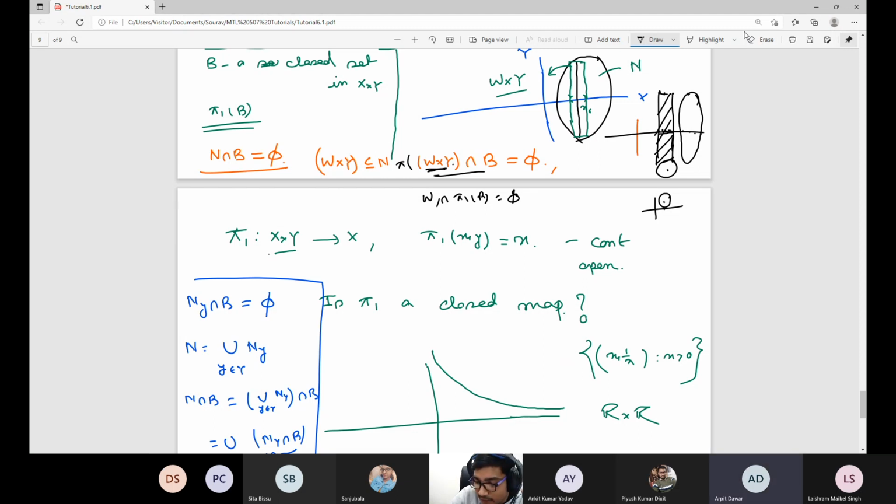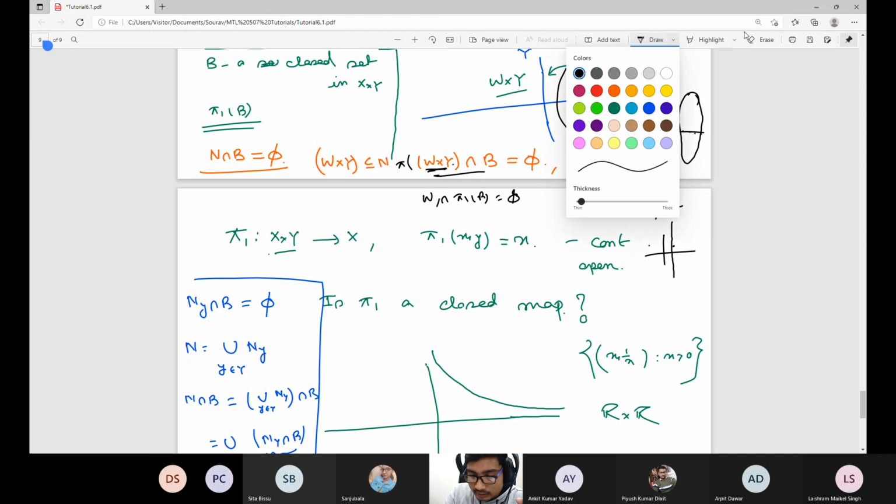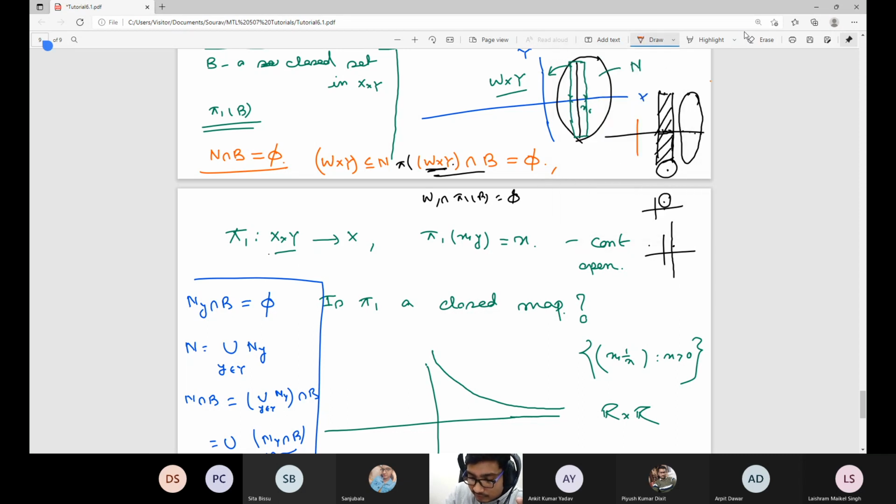And as I said, there will be no element of this form. Suppose you think there is some horizontal line, and on this line one element is in W cross Y but another element is in B. Then if we take the projection, they might project to the same point, that is, if this is non-empty. So let's do it in a different way.